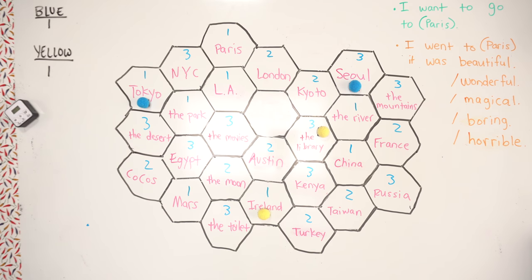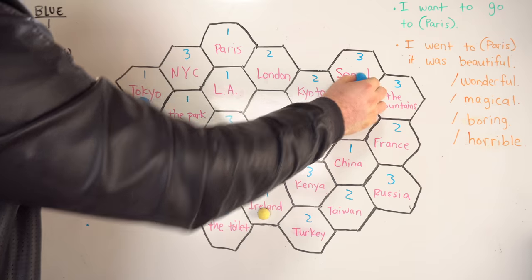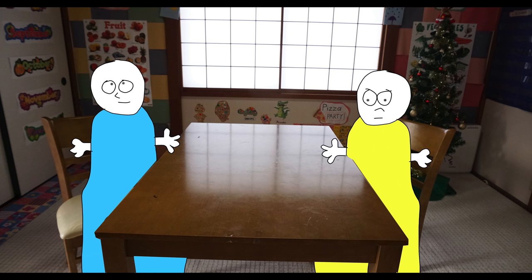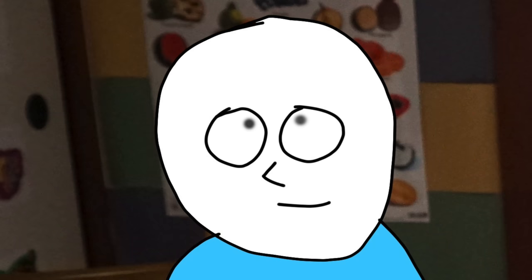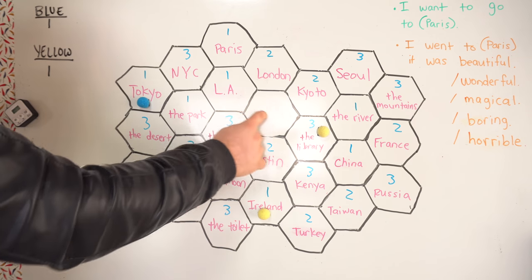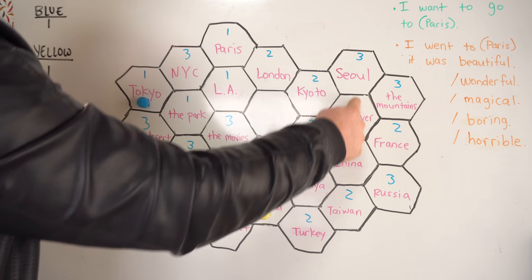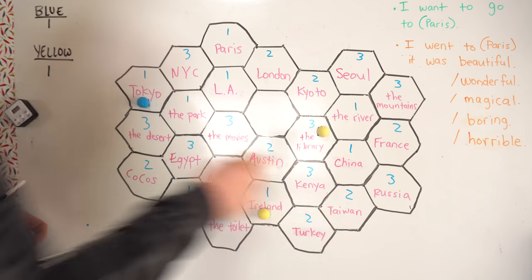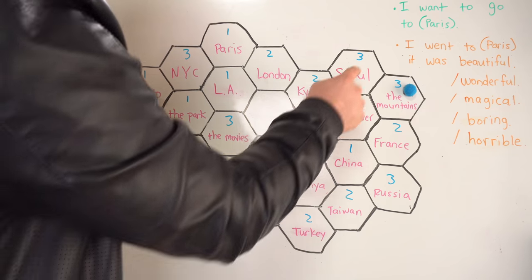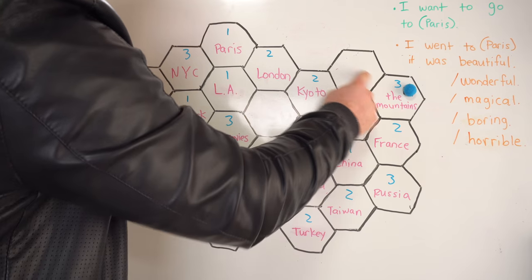Okay, blue team, back to you. Where did you go? I went to Seoul. It was beautiful. Very good. And where do you want to go? I want to go to the movies. You can't go here because this space is open. You can't jump over an open space. You can go here, you can go to the mountains, or you could go all the way to Taiwan if you like. I'm gonna go to the mountains. The mountains, okay. And you'll get 3 points for going to Seoul. And Seoul is no longer available.